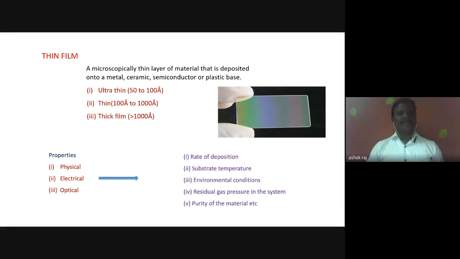The thin film has three important properties: physical, electrical, and optical properties. And these properties fully depend upon some parameters like rate of deposition, substrate temperature, environmental conditions, residual gas pressure in the system, and the purity of the materials, etc.